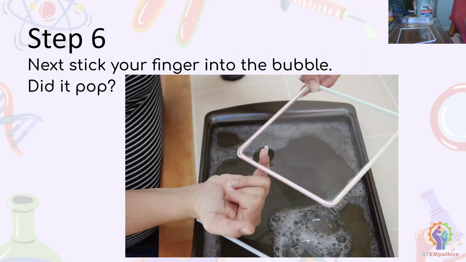All right, our sixth step. Now we're going to be sticking our finger into the bubble, and we're going to see if it pops. So I'm going to be getting a nice bubble. All right, I'll try to hold up and let me stick my finger through. Let's see if it'll pop. And it popped. So it did pop, which is kind of weird, but just hold on to that thought and let's see the next step of our experiment.